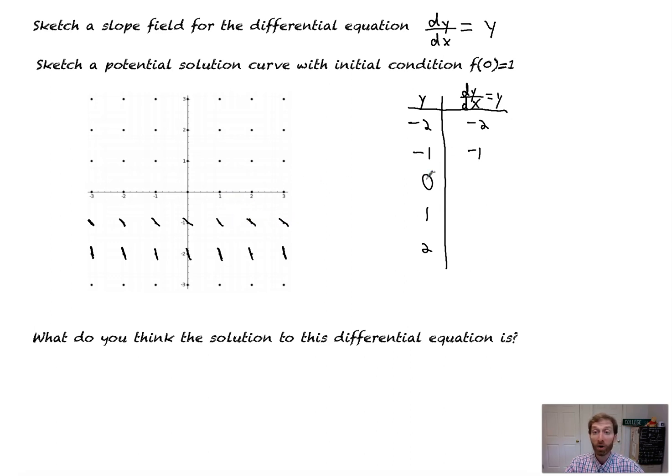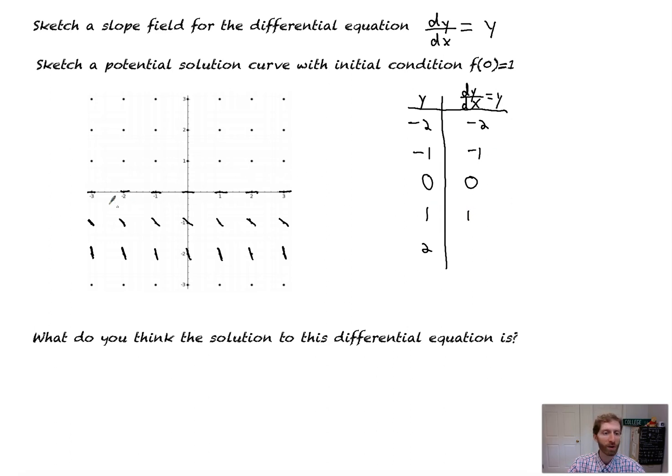Now, from here, what are the slopes at 0? Well, let's just plug it in. The slopes along y equals 0 are 0. So there we have it. Just little tangent lines to draw there with a slope of 0. Sweetness. Beautiful, right? Then, what about 1?